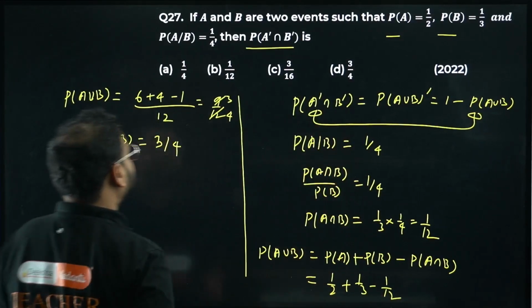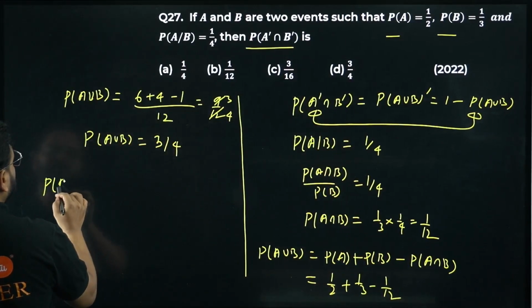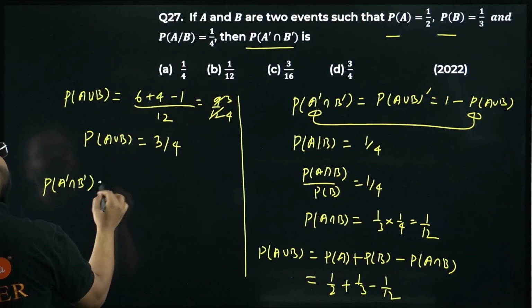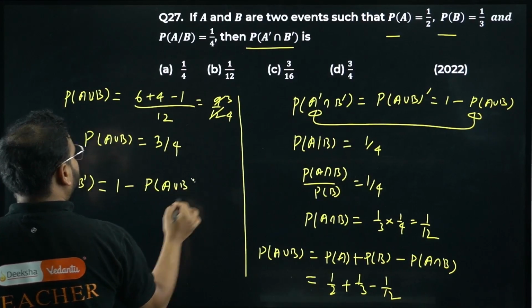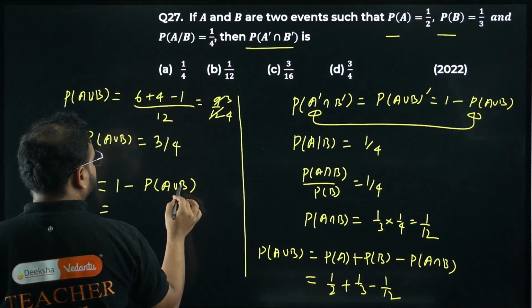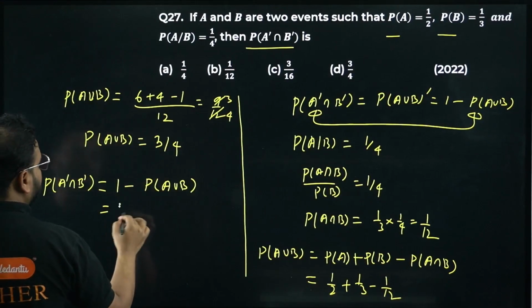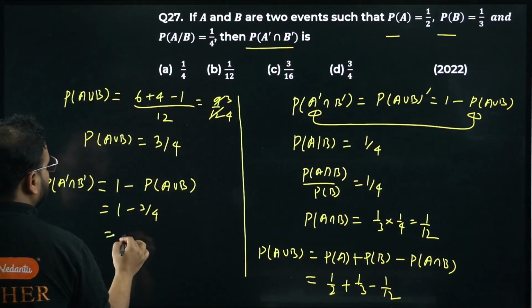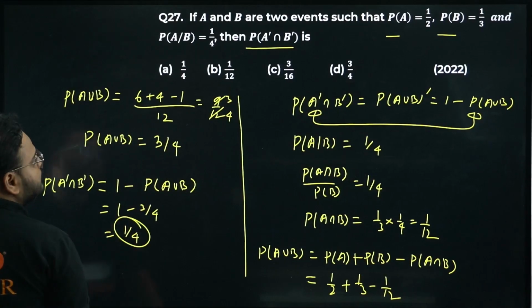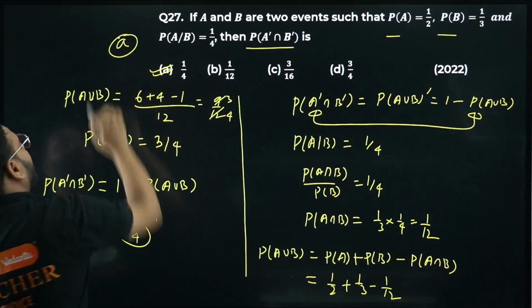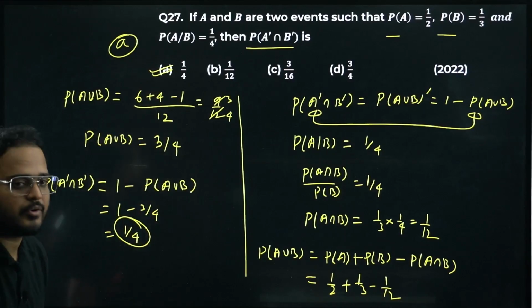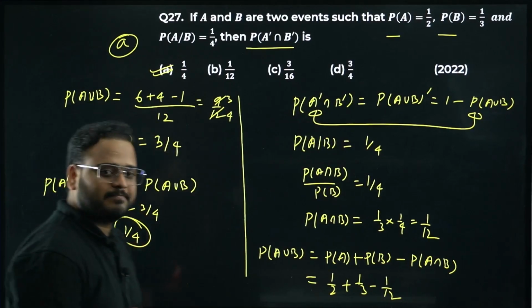I'm looking for this condition: the probability of A complement with B complement intersection will be nothing but 1 minus P(A ∪ B). So I can write this as 1 minus 3/4. The answer will be 1/4. Option A is correct. Have a look. Excellent question.